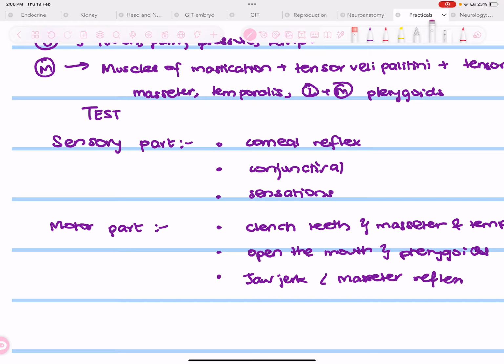If there's lesions of the ophthalmic division, the cornea and conjunctiva are going to become insensitive to the touch, and there'll be no blinking. The reflex will be absent if there is lesion of the ophthalmic division.